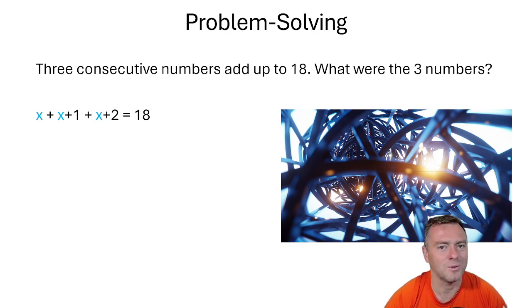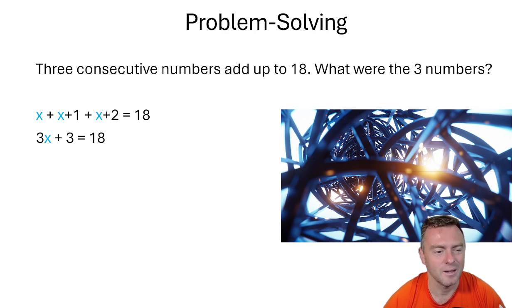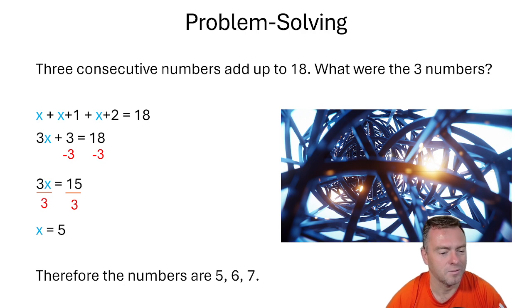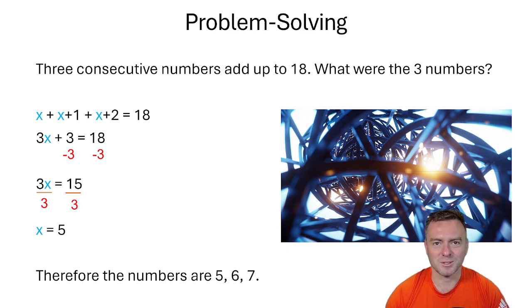And then we know all those add up to give me 18. So then we can actually solve this. And this is one of the powerful parts of algebra. So we get 3x plus 3 is equal to 18. We then subtract 3 from both sides. So then we've cancelled out that plus 3. So now we've got 3x is equal to 15. And the last bit is we want to divide both sides by 3. And then we get x is equal to 5. So now the numbers go from 5, and then it's 6, and then it's 7. So that's one way that you could solve that little problem solving question.